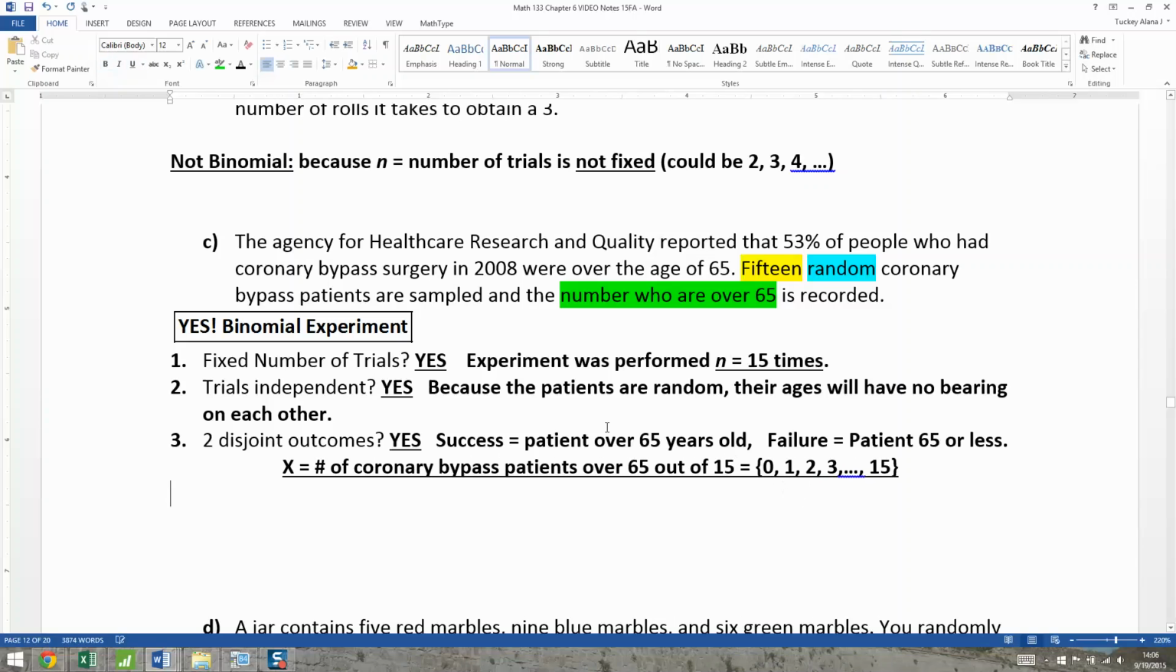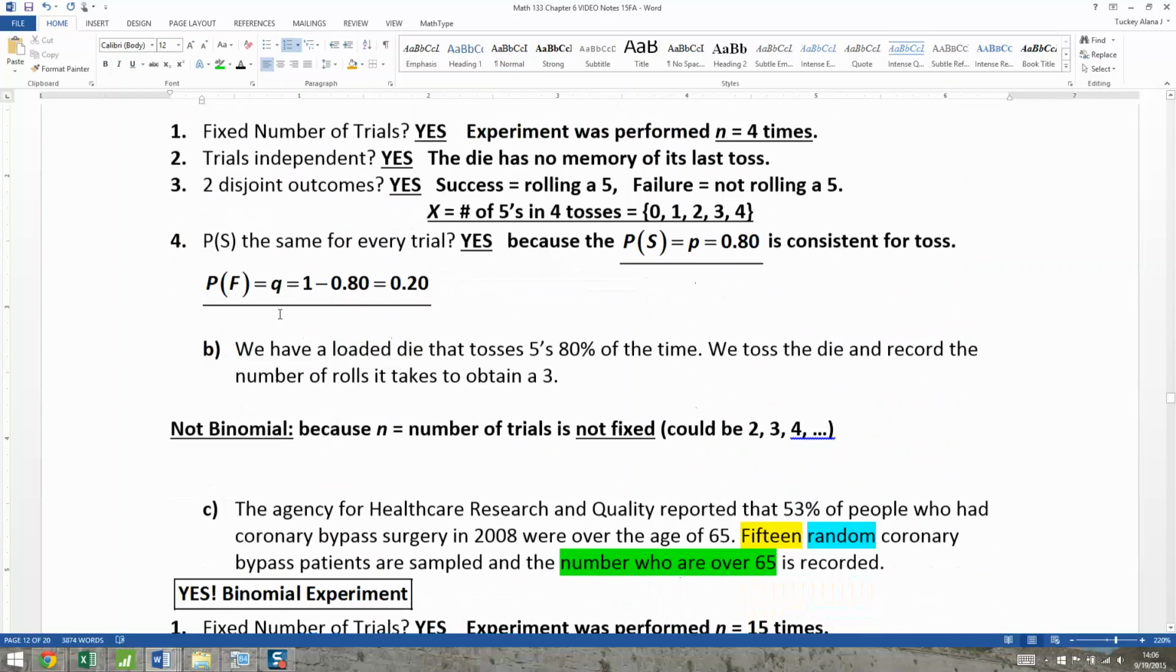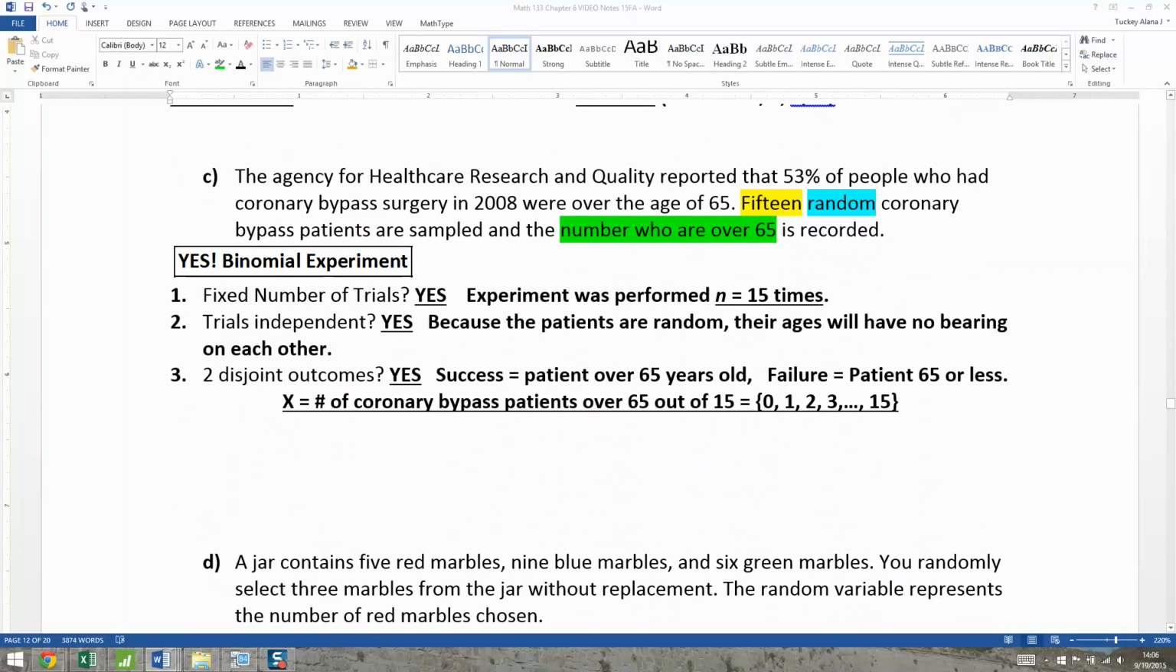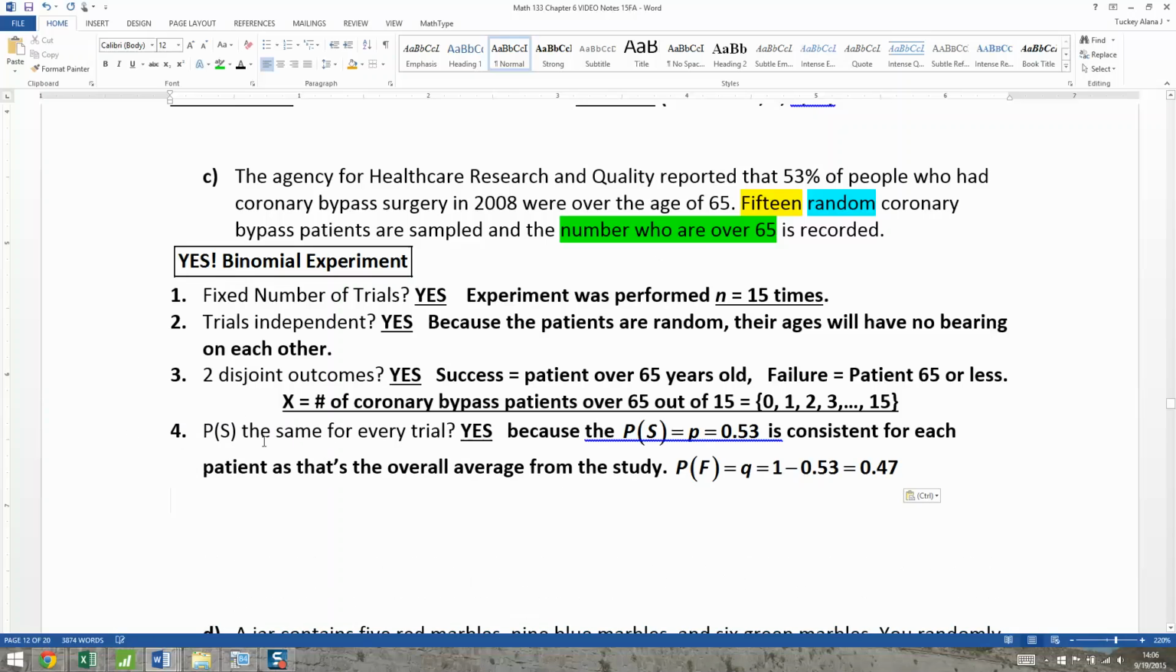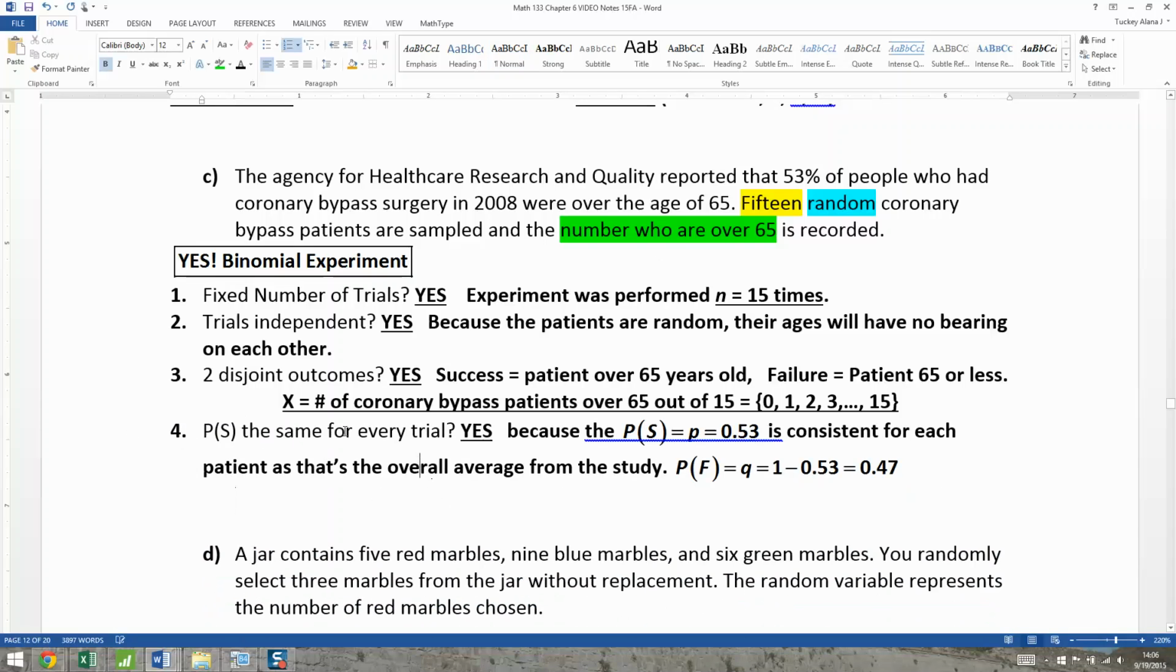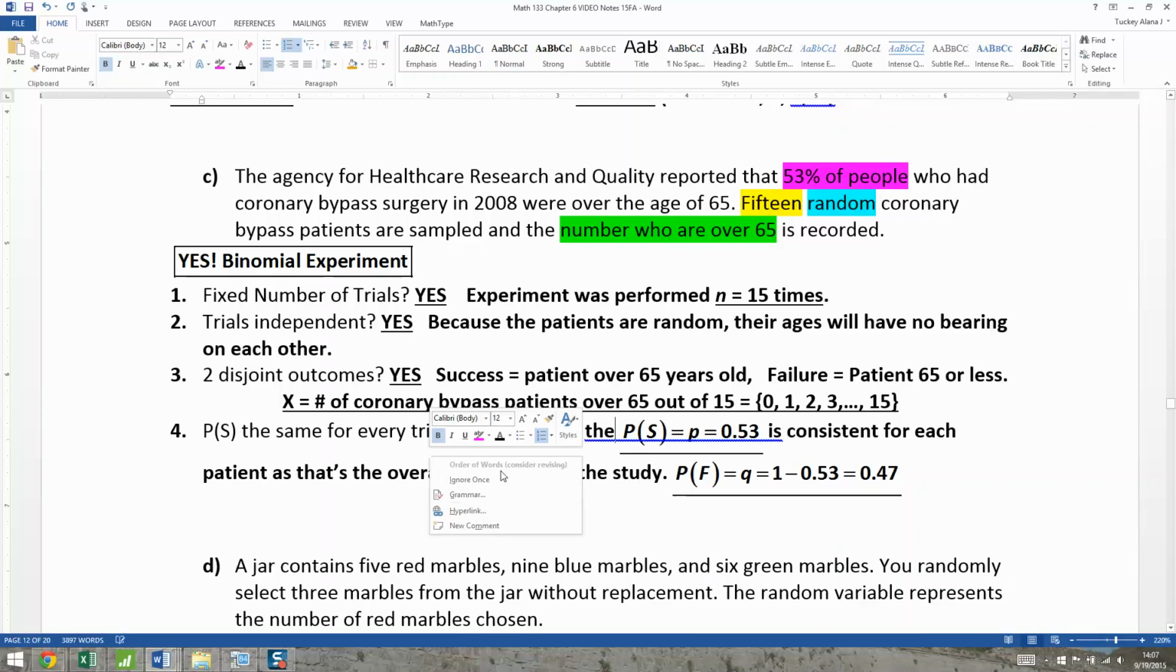There we go. All right, so now what about the last one, which is the probability of success the same for every trial? Well, sure, absolutely it's the same because, again, it says that it's 53% of all the people who had the coronary bypass were over 65. That's not really going to get affected by anything, right? So it's going to be consistent because it's for the whole of the country, if you will. So that means the probability of success is P, which is 0.53, and then the probability of failure is Q, which is 1 minus 0.53, which is 0.47.